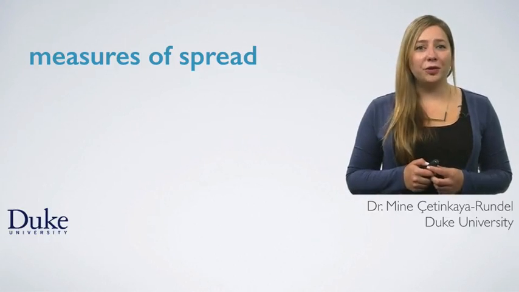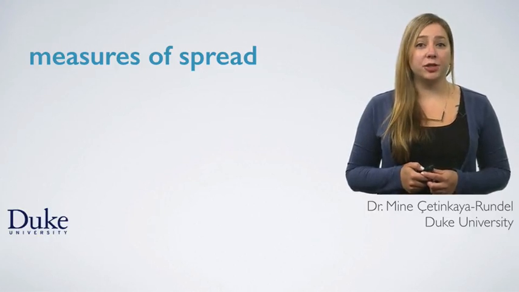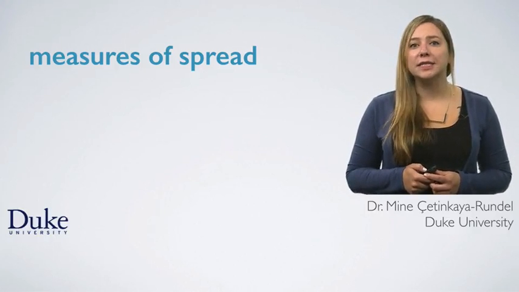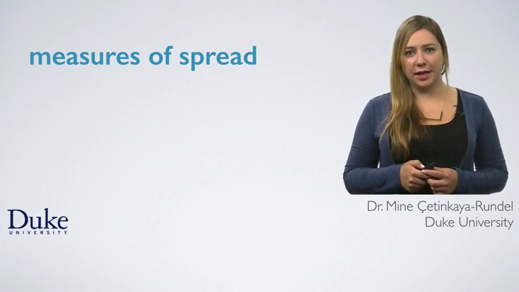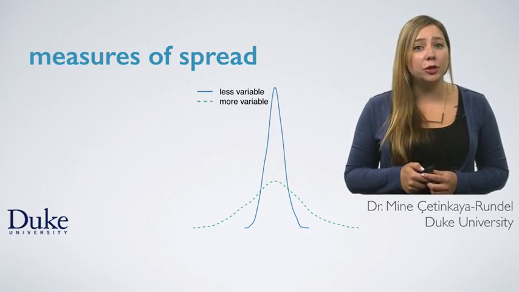Now that we have a good grasp of measuring centers of distributions, let's talk a bit about measures of spread. In other words, statistics that tell us about the variability in the data. Take a look at these two curves with the same center. The skinny blue curve is less variable than the wider green curve, as the data in the blue curve are clustered closer to the center, while the data in the green curve are spread further away from it.